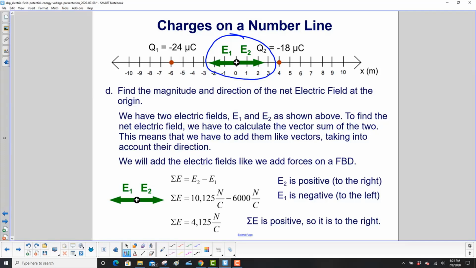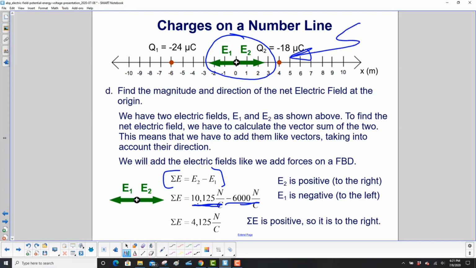So E2, since it's pointing to the right, will have what? A positive sign. E1 will have a negative sign because it's going to the left. So the sum of the electric fields: here's our E2, it's positive 10,125 newtons per coulomb. And E1 is going to be negative 6,000. See, we're getting all the signs right off this picture here.